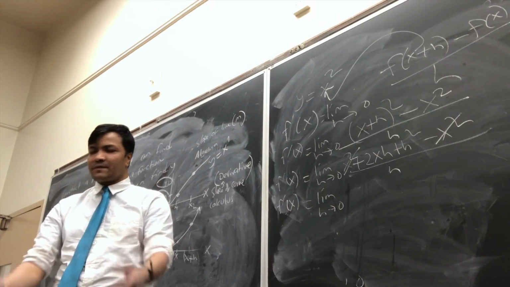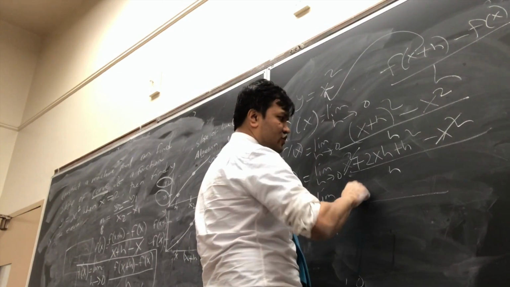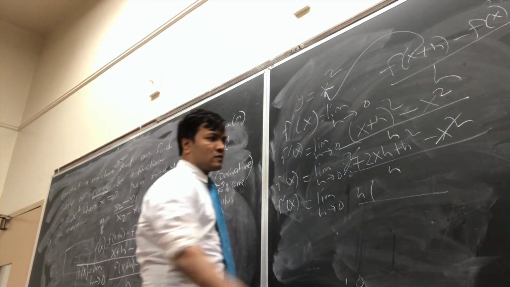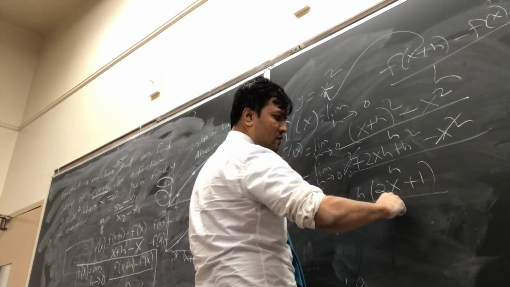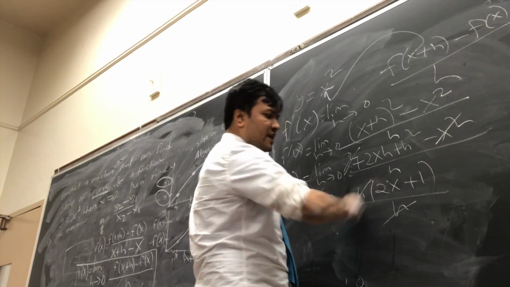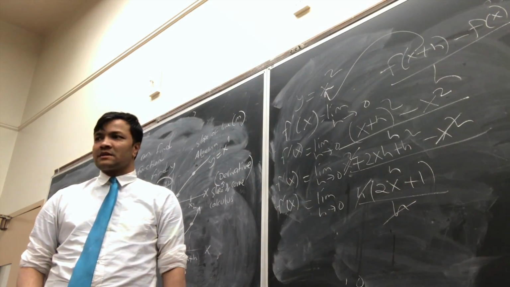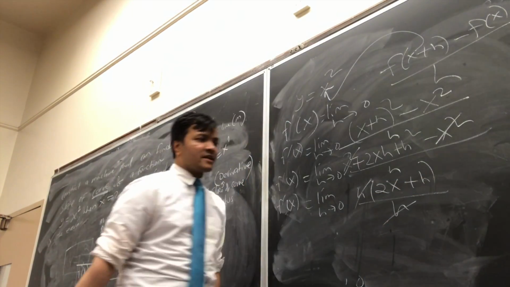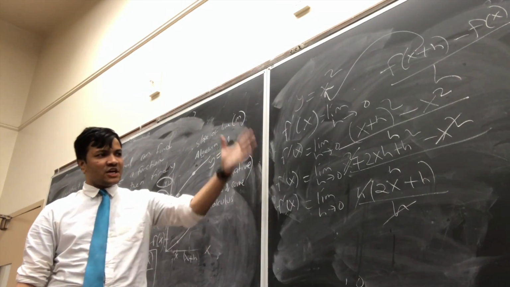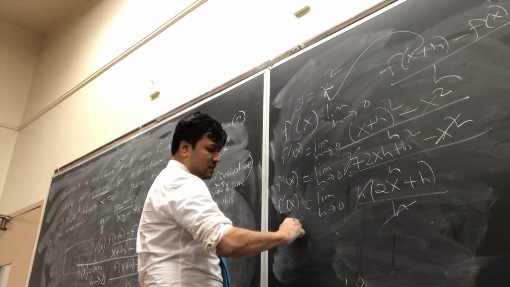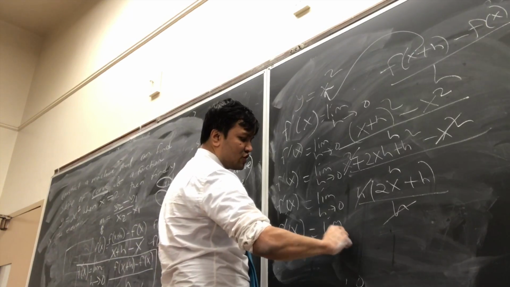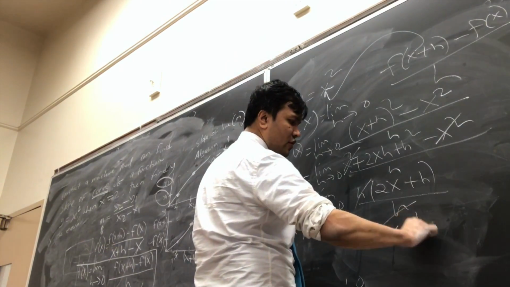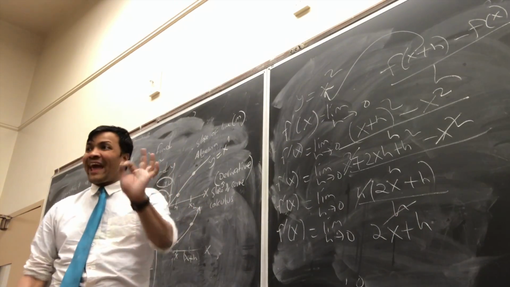And you have to factor out something. What are you going to factor out? h. If you factor out h, walk me through. 2x plus h, over h. h is cancelled. Can you do this? Okay, very good. So f prime of x is equal to the limit as h goes to 0 of 2x plus h. Okay, now h goes to 0.